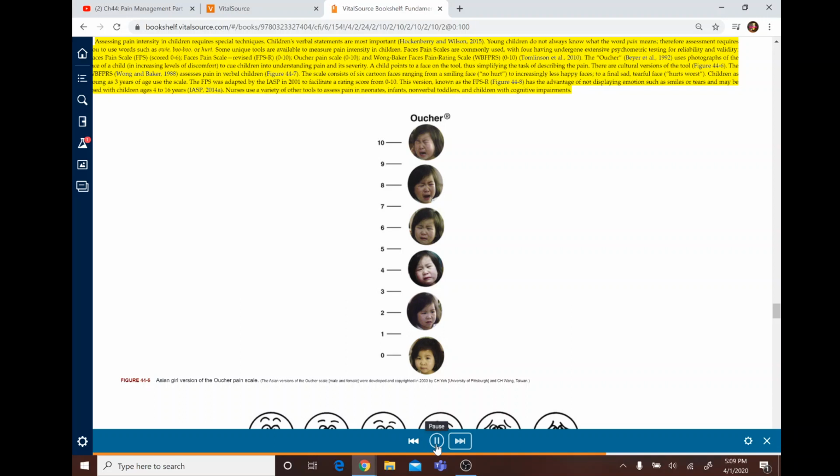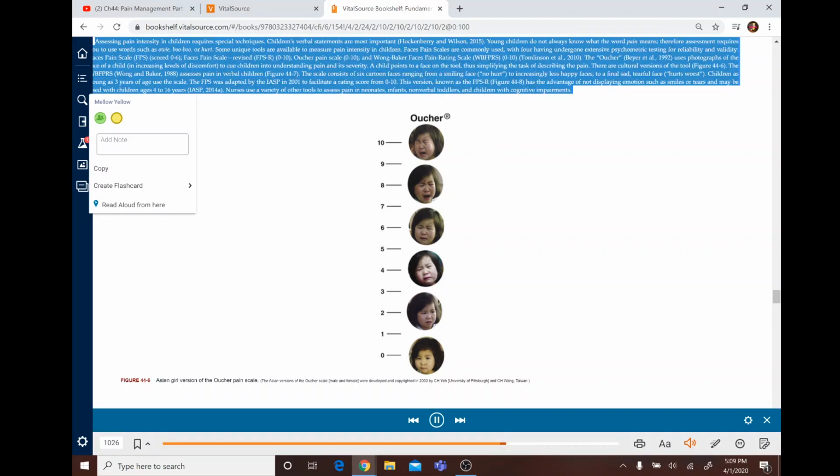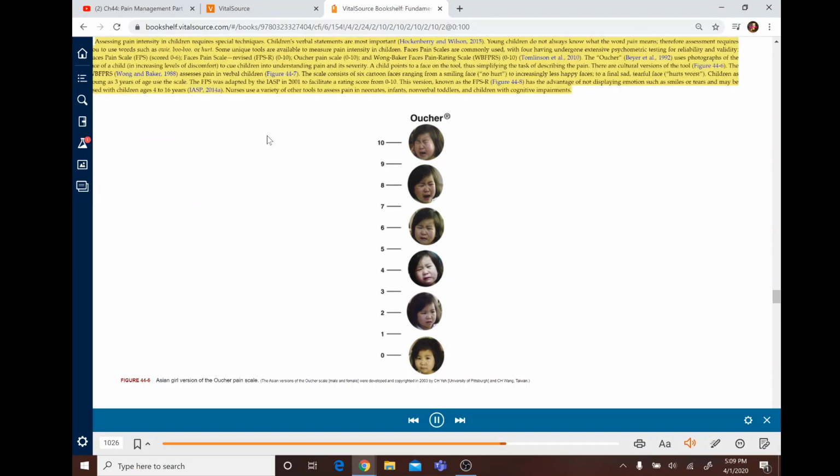The WBFPRS (Wong and Baker, 1988) assesses pain in verbal children, Figure 44-7. The scale consists of 6 cartoon faces ranging from a smiling face, no hurt, to increasingly less happy faces, to a final sad, tearful face, hurts worst. Children as young as 3 years of age use the scale.